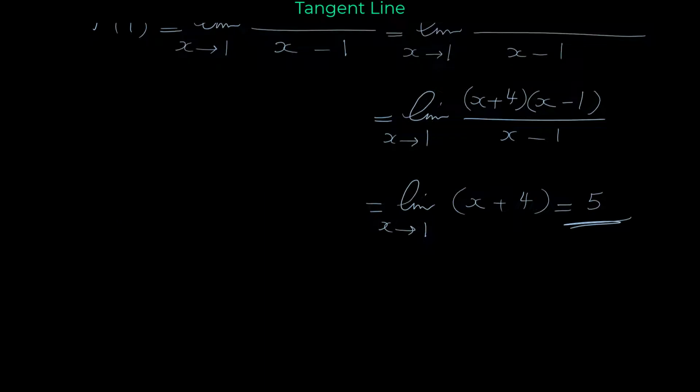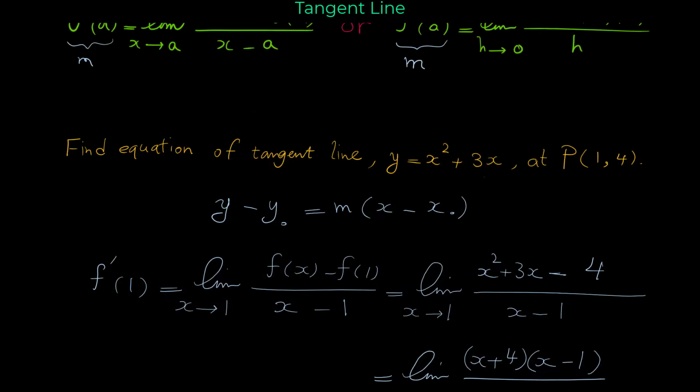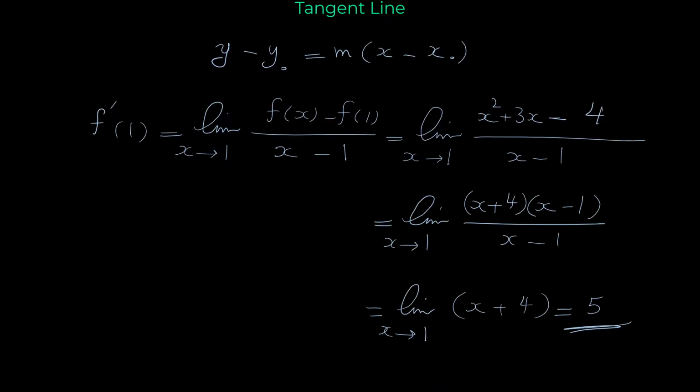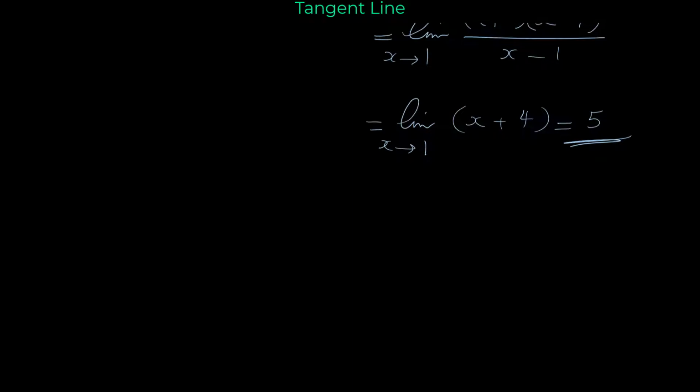Let me write down the equation of tangent line, and then after that I am going to show you how we can find a slope with the other formula that is here. But first let me write down the equation of tangent line. The point that we had was 1, 4. The slope of the tangent line is 5, so the equation of the tangent line would be y minus 4 equals 5 times x minus 1.